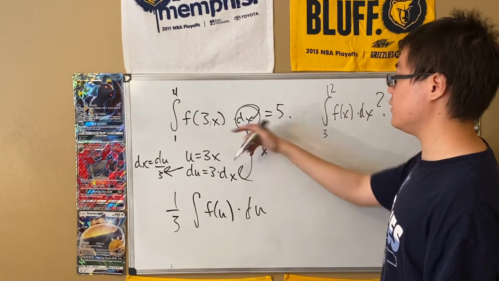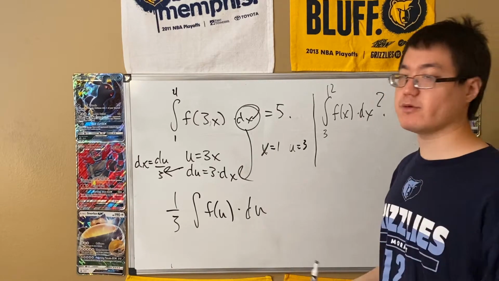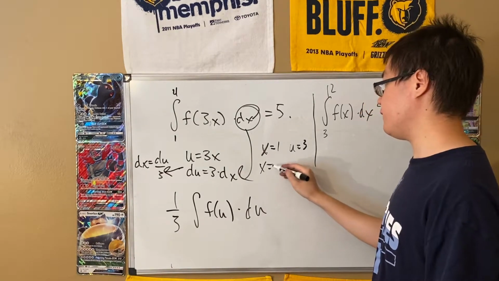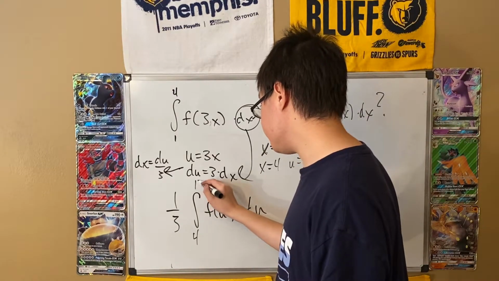So when x is equal to 1, looks like our new u number is 3. It's going to be magically this number because that's how these questions always work. x is equal to 4, looks like u is equal to 12. So it's going to be 4 and 12.